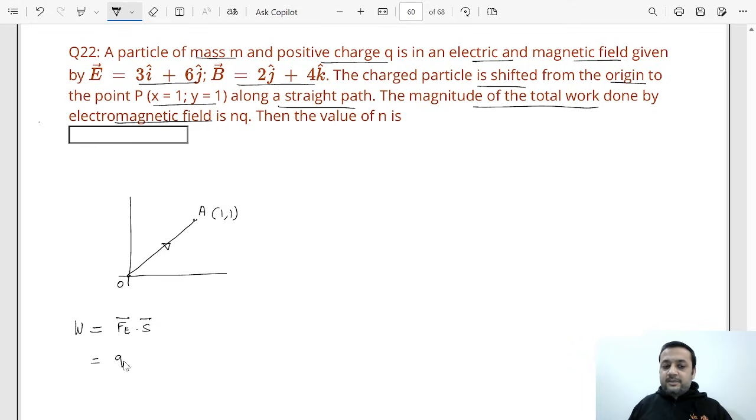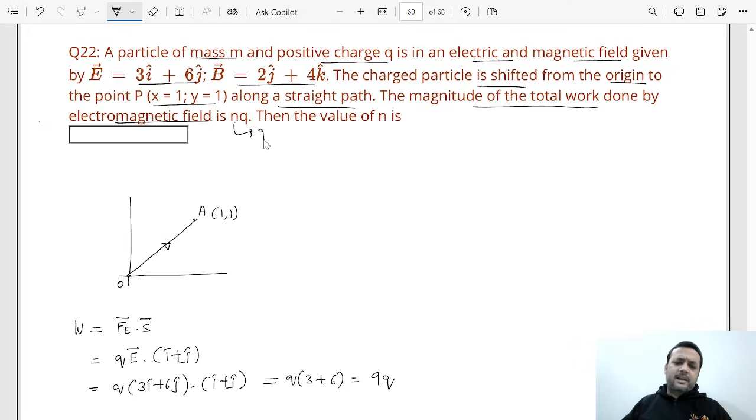Now electrostatic force will be Q into E vector, and displacement you can say is i cap plus j cap, right? What is the E vector? So E vector is 3 i cap plus 6 j cap. You can see that this is 3 i cap plus 6 j cap. Dot displacement, which is i cap plus j cap. So what does this value become? Q into 3i dot i will become 3, 6j dot j will become 6. So that will become 9Q. Hence this value of n will be 9. You can't expect an easier question.